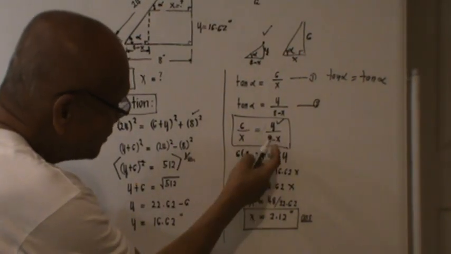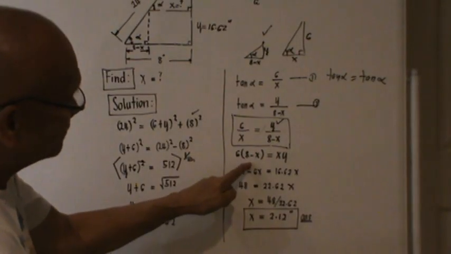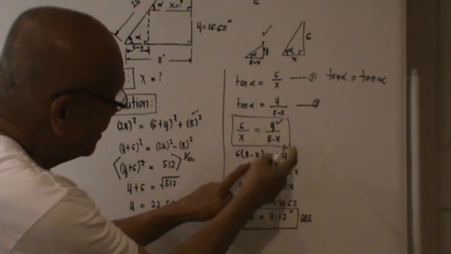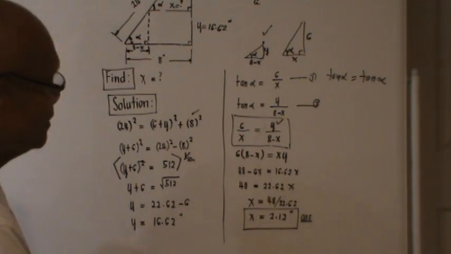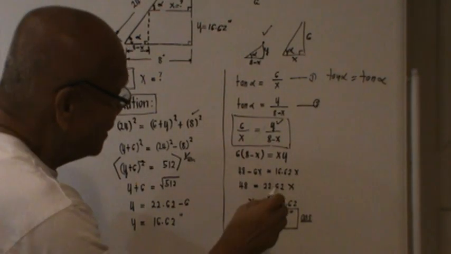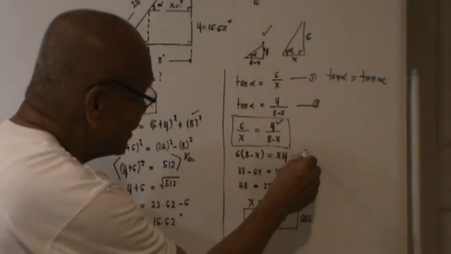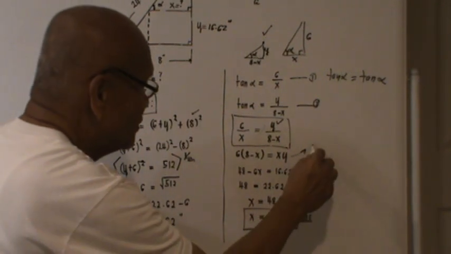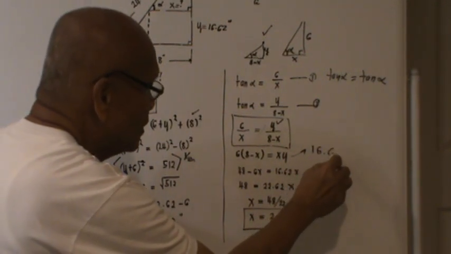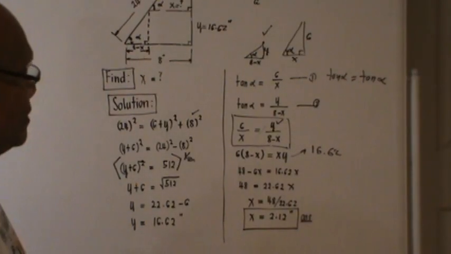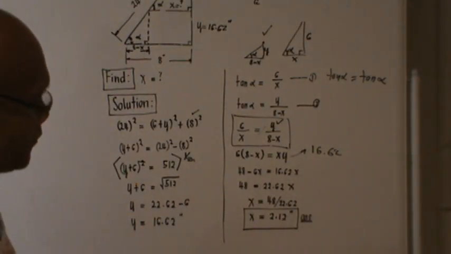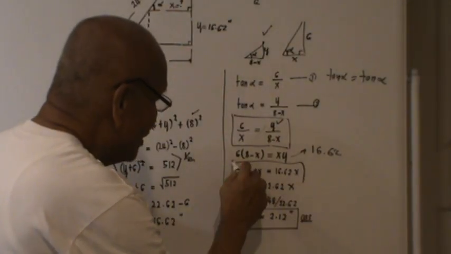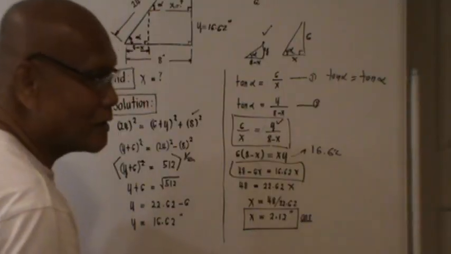So 6 times 8 minus x will be the left hand side. And the right hand side will be the product of x and y, x times y. And like what I said, luckily we know already the value of y. The value of y is 16.62. Okay, so if we try to simplify the resulting equation, this is now a linear equation involving the unknown value of x.